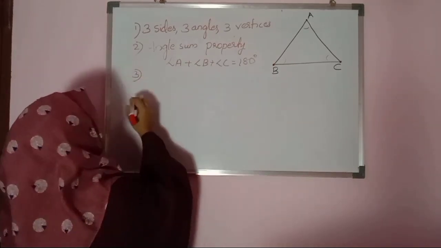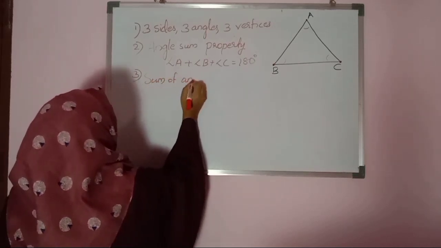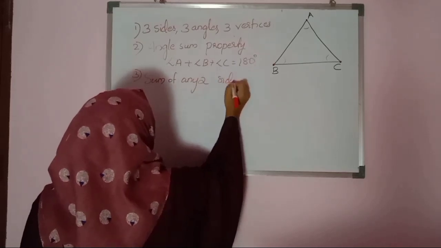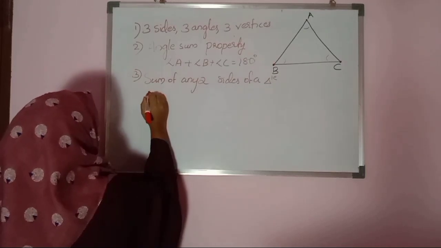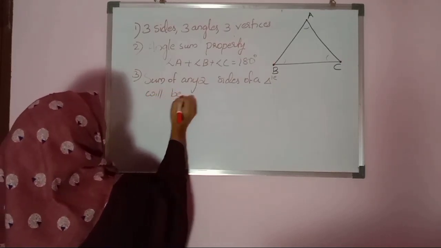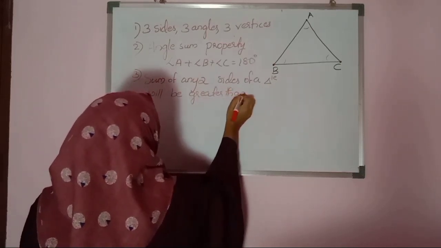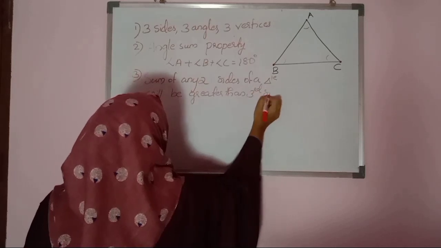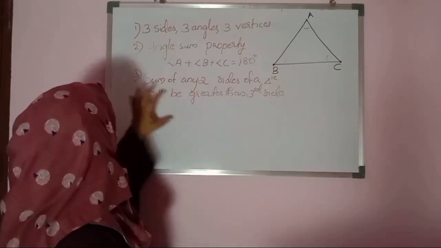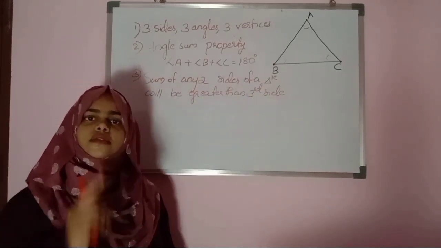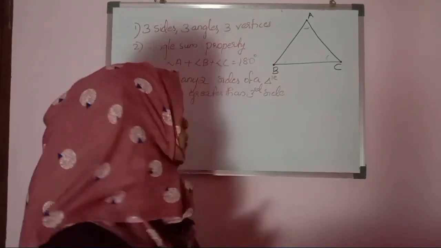Next property of a triangle is the sum of any two sides of a triangle will be greater than the third side. Okay. For example, I will show an example.